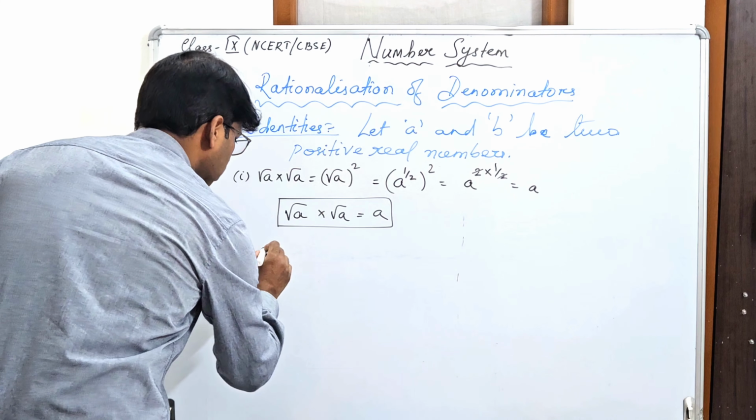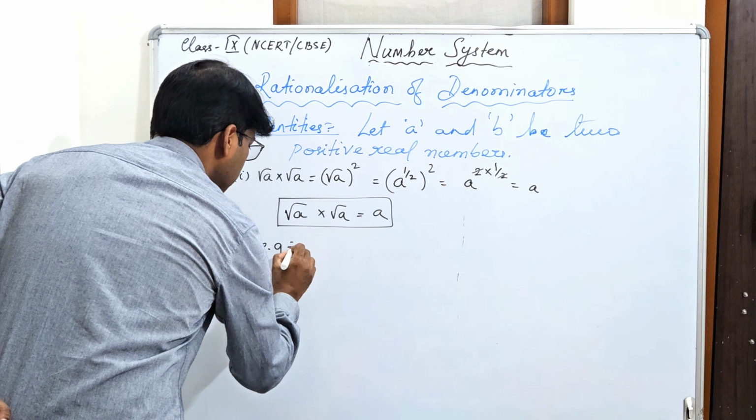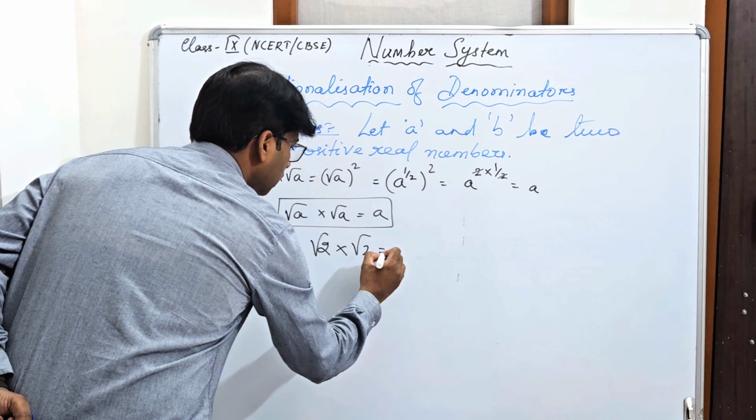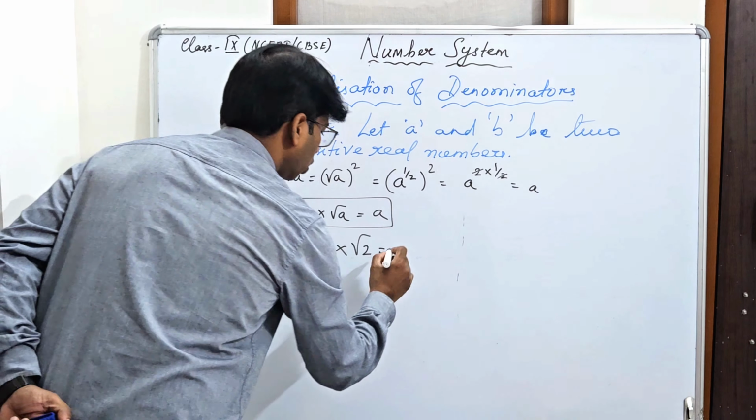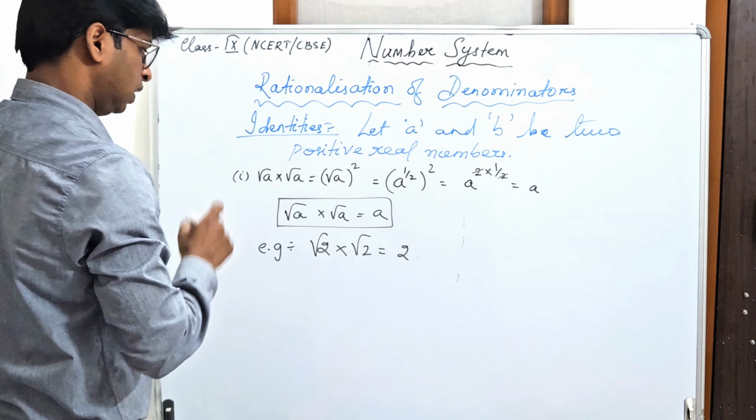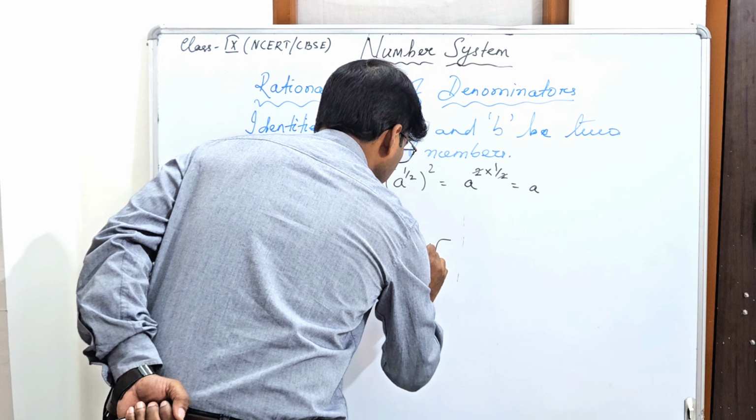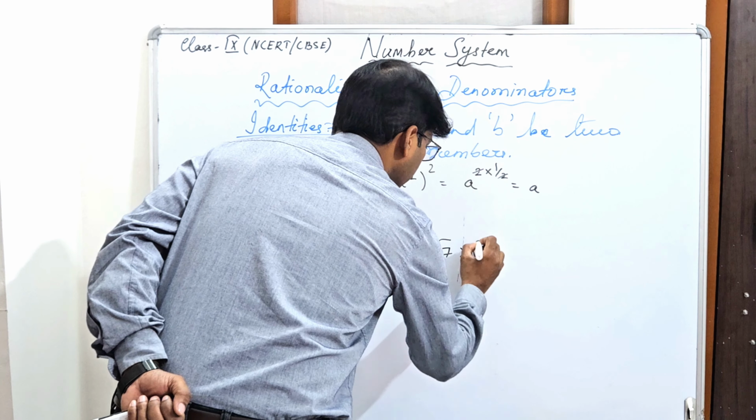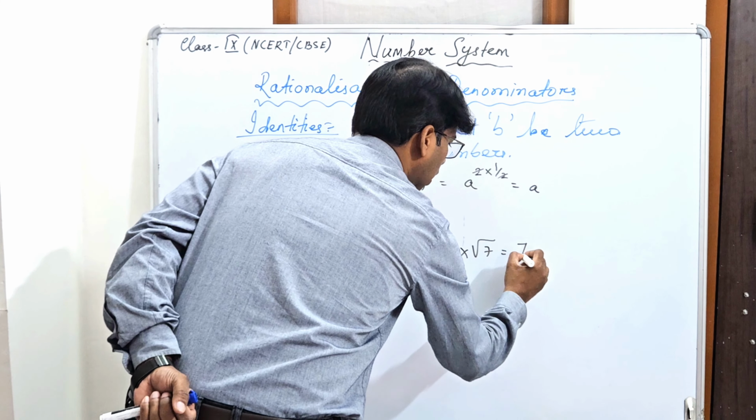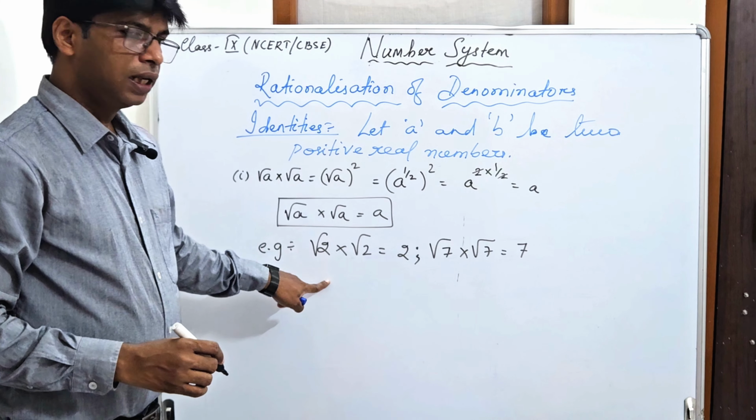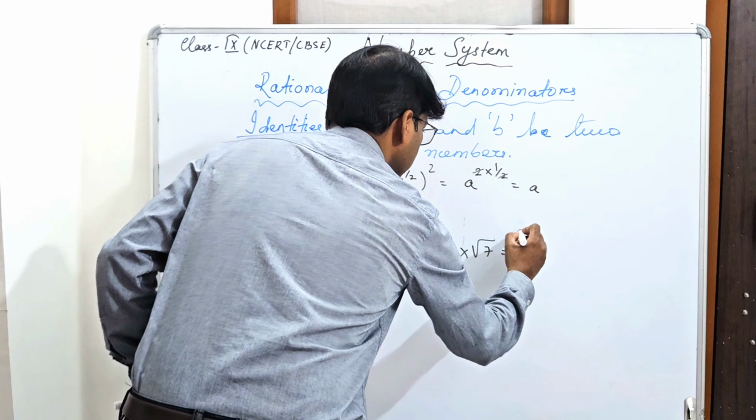So like that, if you take some example related to this, I will be taking root over of 2 into root over of 2. What will be the answer using this identity? It will be simply 2. Like that, if I take root 7 into root 7, what will be the answer? Answer will be 7. In this way, we'll be using the identities and get the rational numbers.